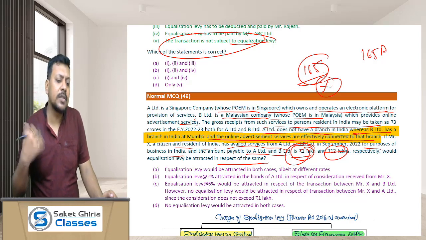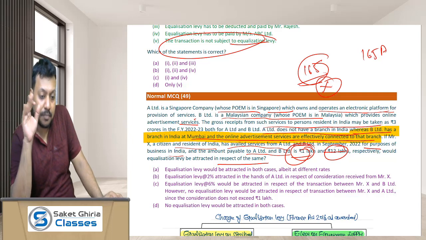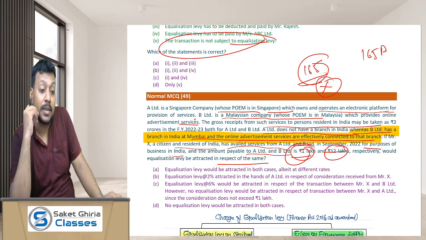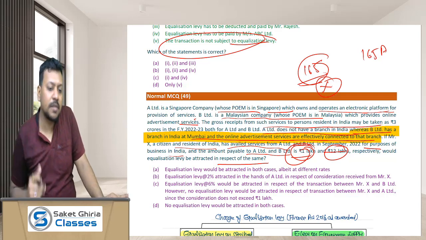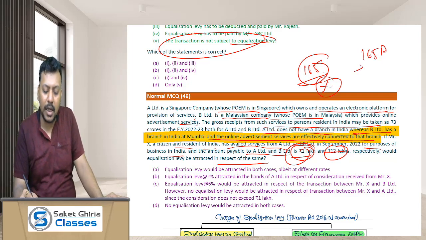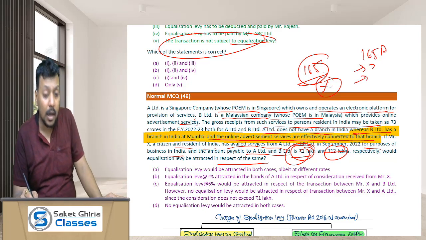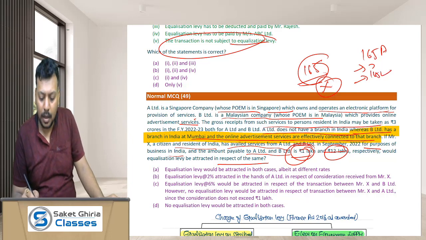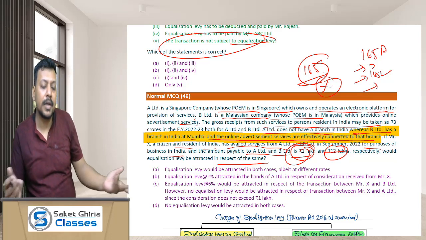If 165 is not applicable, it does not mean that equalization levy is not applicable. Still there is a chance because there is also 165A. Is 165A applicable in this case? Sir, the turnover is 3 crore, means 2 crore or more, condition fulfilled. 165 not applicable, that condition is also fulfilled. Do not have a PE in India, that condition is also fulfilled, means every condition is fulfilled.